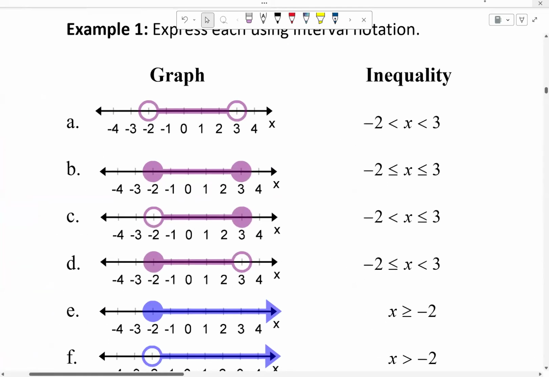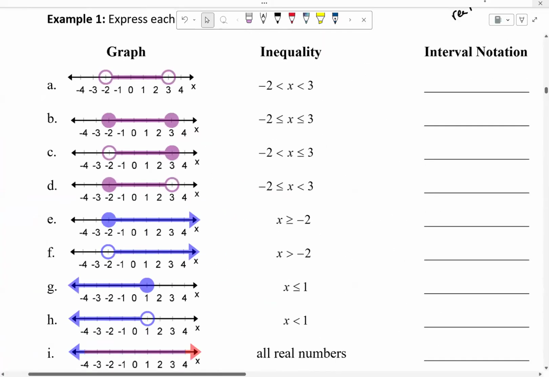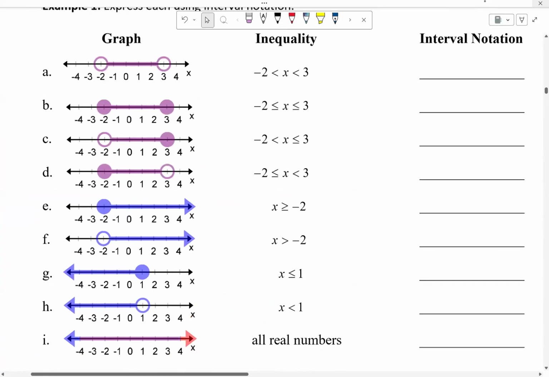And to read this, it's not an English class. When you read this, you start with x is between -2 and 3, not inclusive. So I'm going to start with C, and I'll let you do A, B, and D.